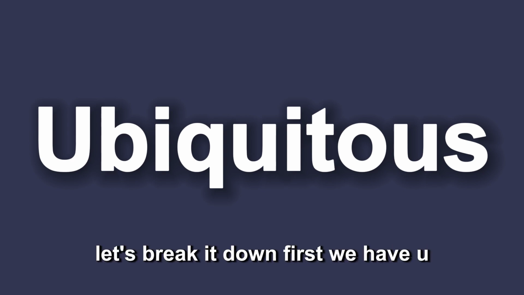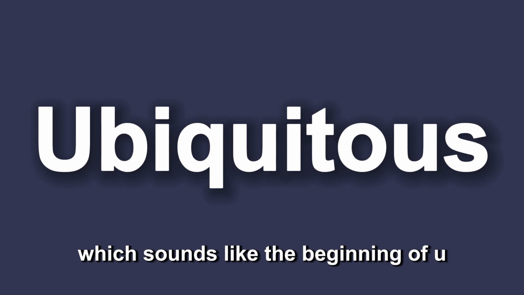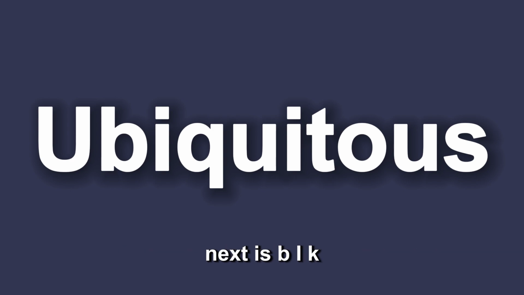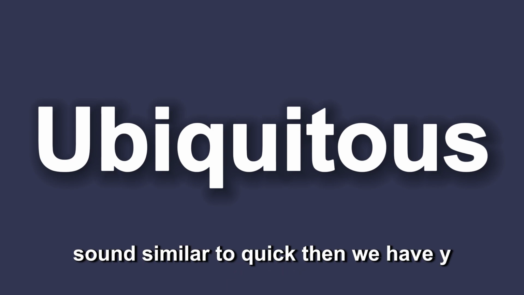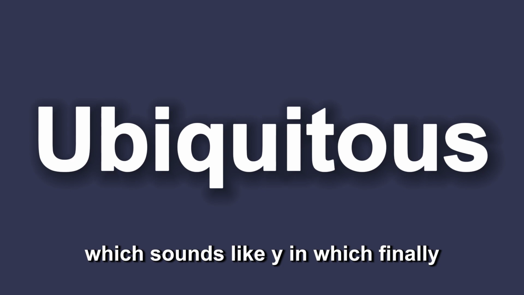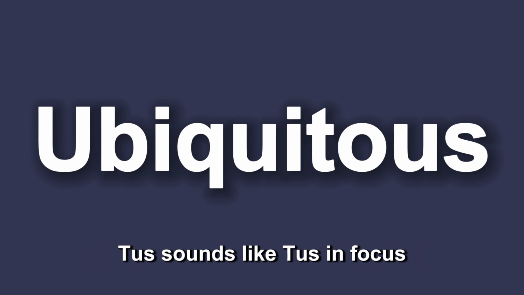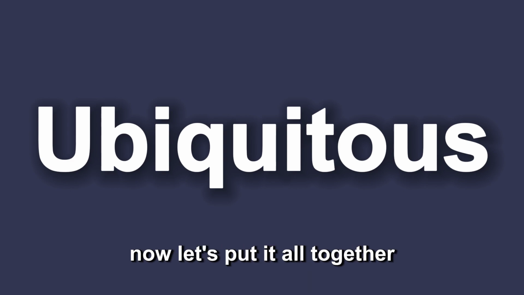Let's break it down. First, we have U, which sounds like the beginning of you. Next is B-I-K, which is pronounced like the word bic, with a short I sound, similar to quick. Then we have Y, which sounds like Y in which. Finally, tus sounds like tus in focus. Now let's put it all together.